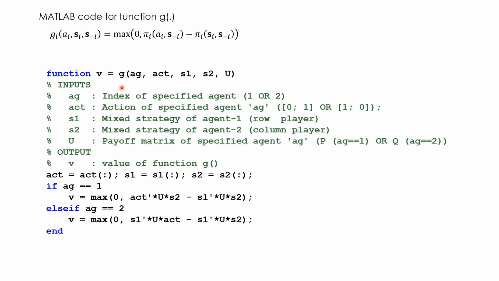This payoff matrix must match that of the agent you specified and the action. So this agent, this action, and this payoff matrix must all belong to the same agent, and the output is the value of g sub I, that's this here.